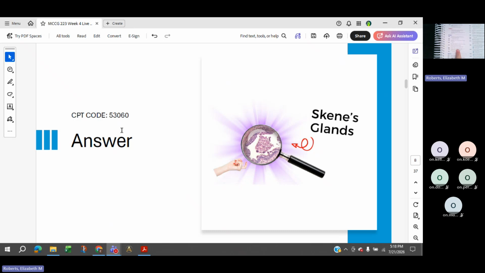So 53060 is on page 419. It states drainage of Skene's gland, abscess, or cyst. So a lot of times you're going to have drainage of abscess or incision and drainage or an I&D procedure. But when it comes to this one, you'll note that it's specific to the Skene's gland. It's in that urethral system subsection.